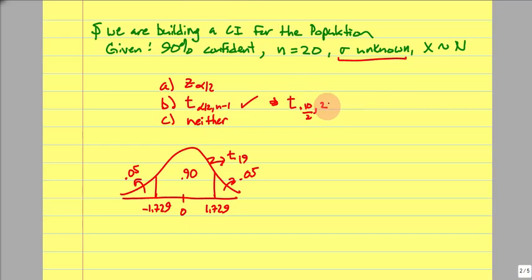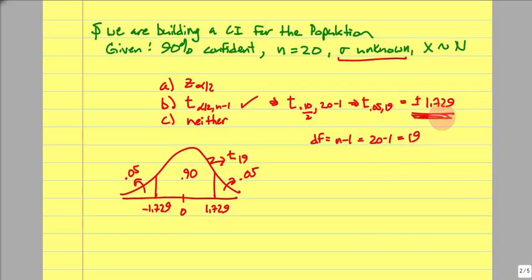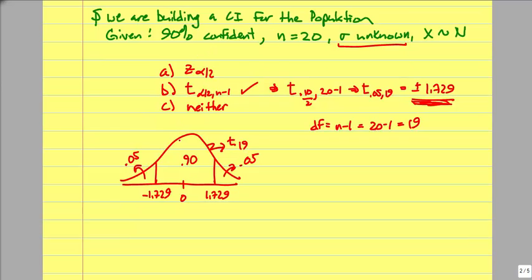And then I had 20 minus 1, or 19 degrees of freedom. So I had t 0.05, 19 degrees of freedom, and that turned out to be plus or minus 1.729. So again, degrees of freedom, just as a quick review, are equal to n minus 1. 20 minus 1 is 19. So I have to look at the criteria, and then based on the criteria, I have to choose the normal, the t, or neither.